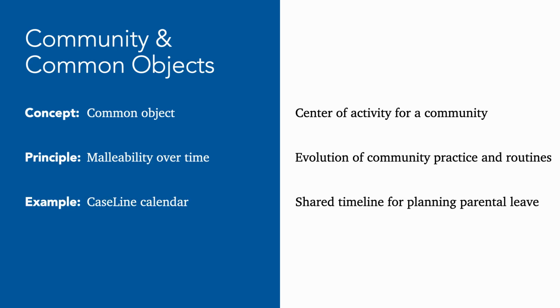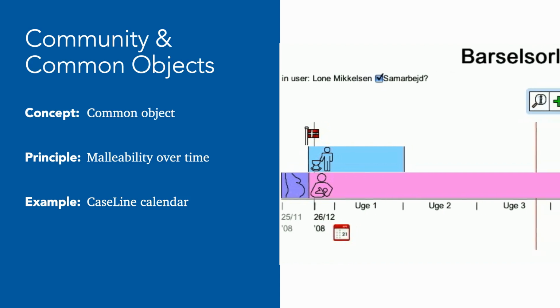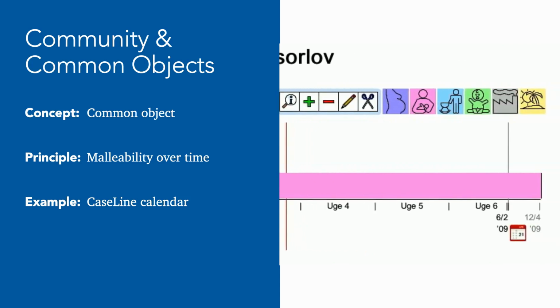For example, the Caseline calendar is a shared timeline designed to help parents plan their parental leave in Denmark. The timeline acts to coordinate a set of activities and objects across a variety of people with differing needs and interests that may change significantly over time.